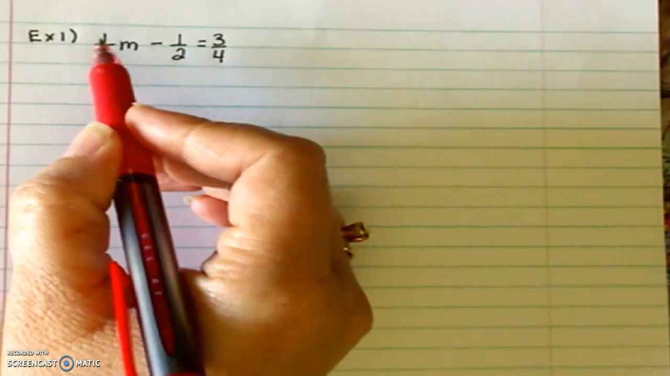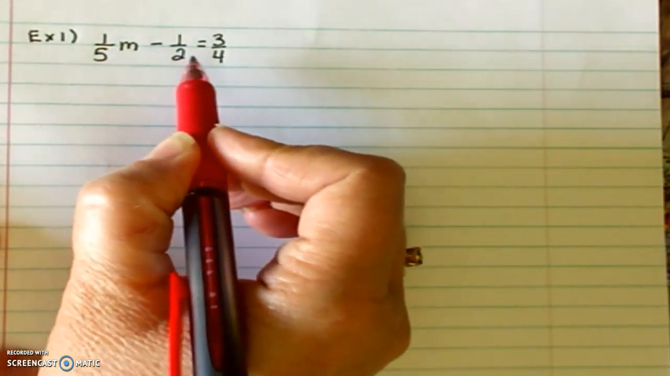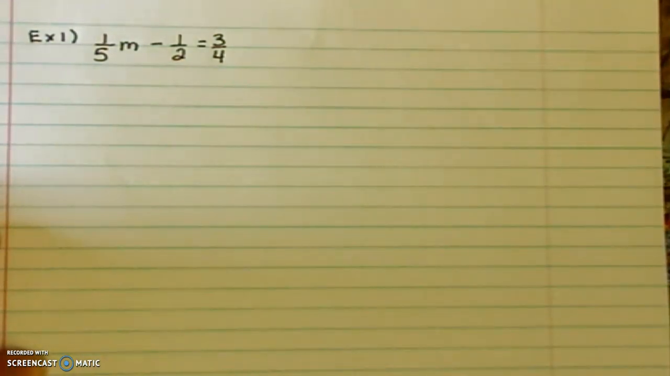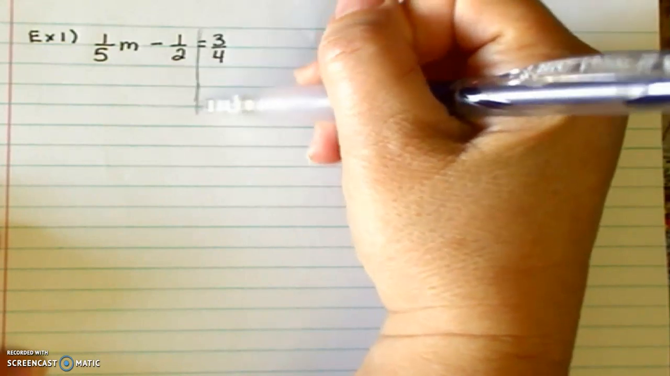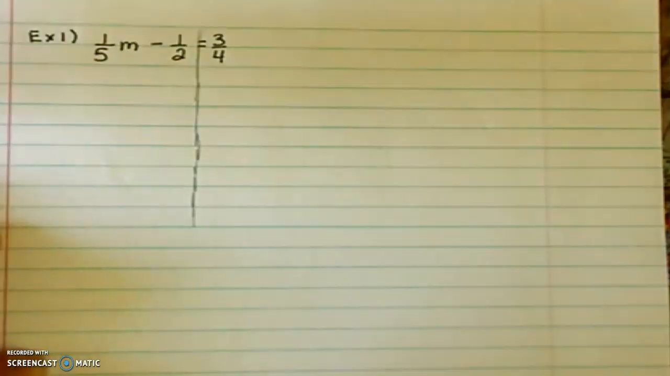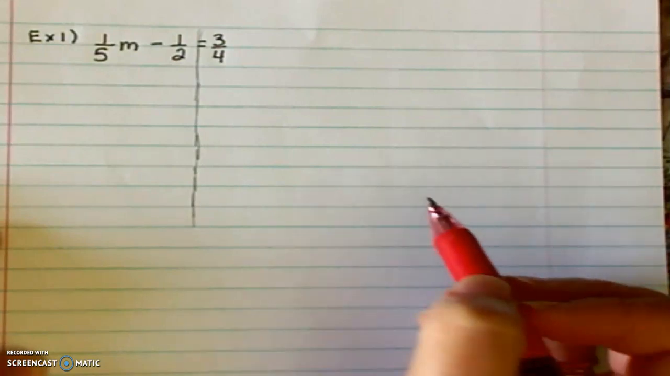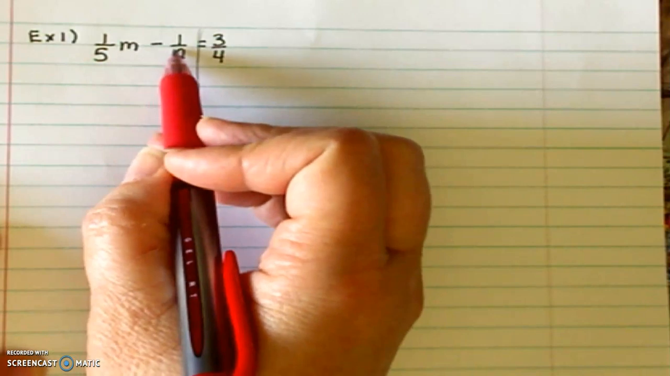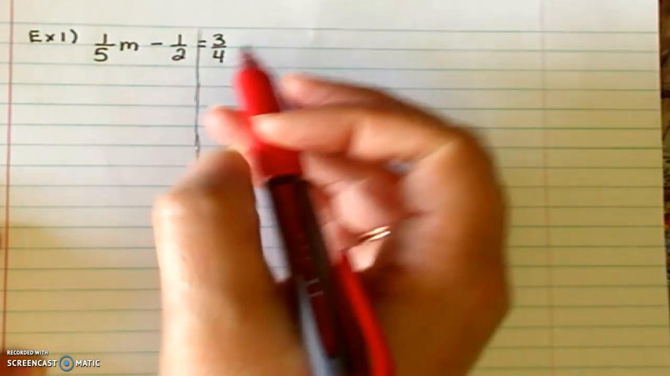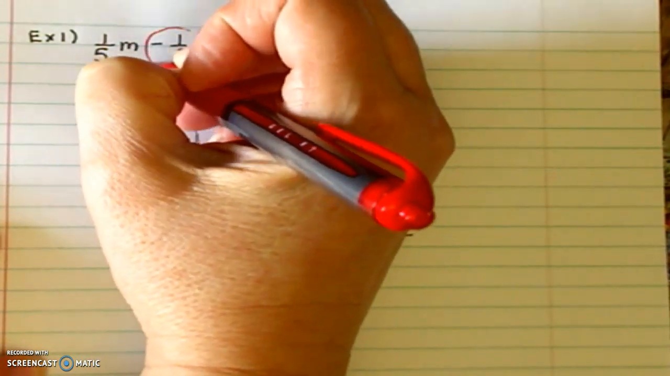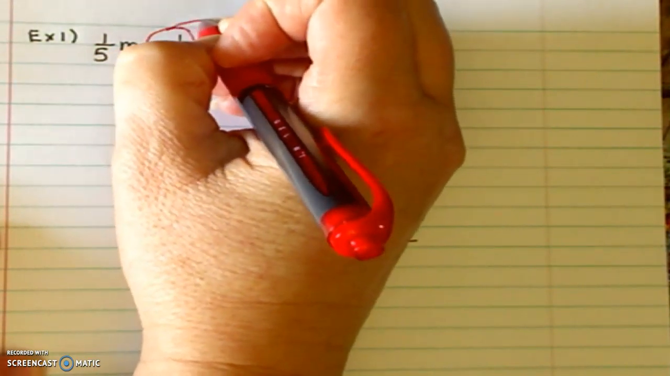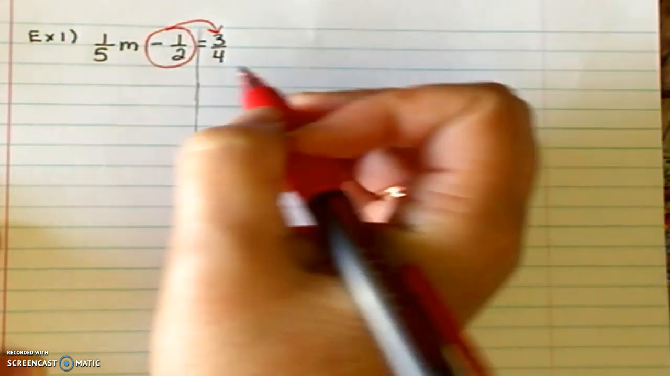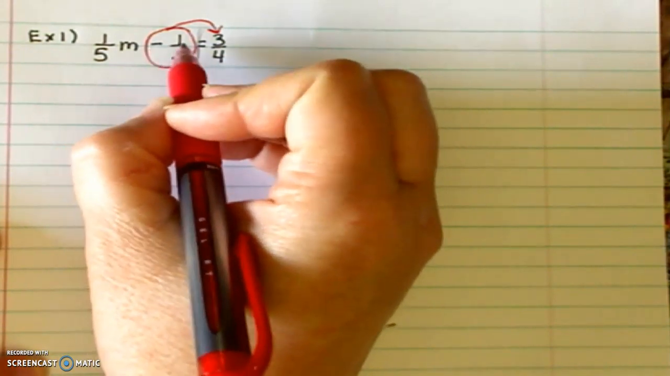So this equation, 1/5 m minus 1/2 is equal to 3/4. Like I showed you the other day, one thing that helps some students is to go ahead and draw a line down from the equal sign. On the left-hand side of the equation, I have my variable term and I have a constant. On the right-hand side, I just have a constant. So let's take this constant, or this term of negative 1/2, and move it over to the other side.